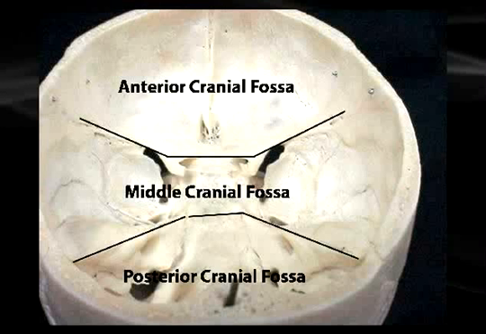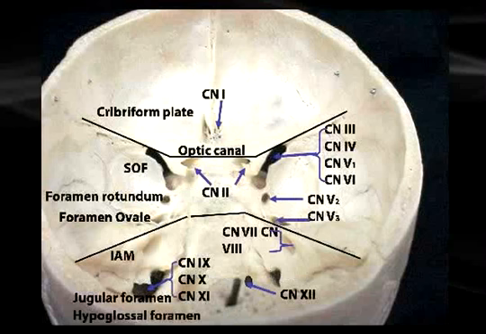Looking at the cranial vault, the dry skull, you can see the different components of the cranial vault: the anterior, middle, and posterior cranial fossa. There are going to be 6 cranial nerves that come off in front of the posterior cranial fossa and 6 cranial nerves that have their foramina in the posterior cranial fossa. So you can divide it up that way.